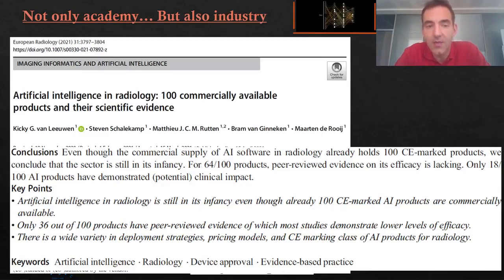So only 18 of 100 AI products have demonstrated potential clinical impact. So this report states that the artificial intelligence in radiology is still in its infancy level, even though already 100 commercially available products are available. So this is a very important point that should be investigated, why these products lack evidence to perform successfully in their clinical areas.